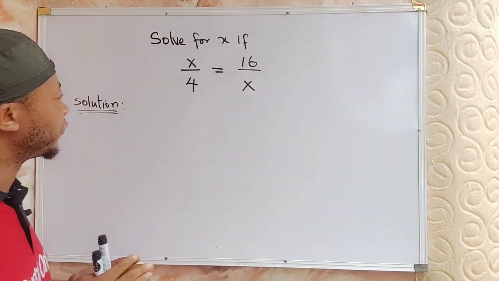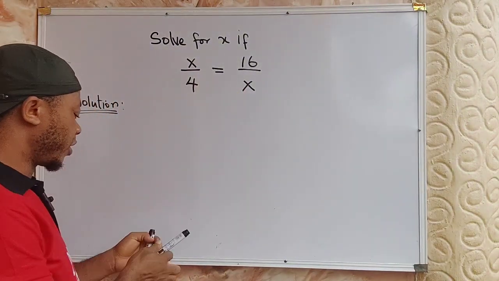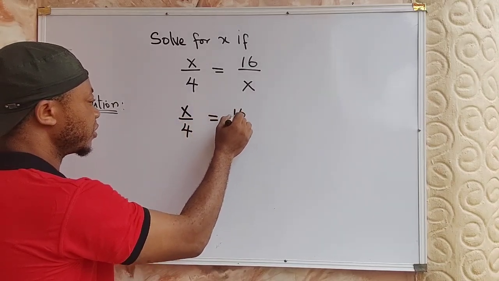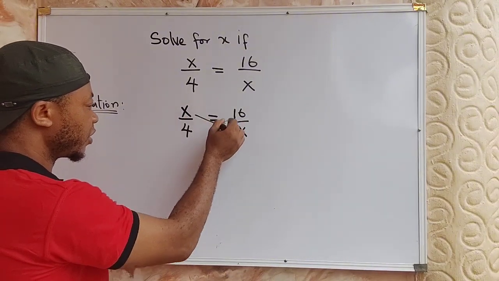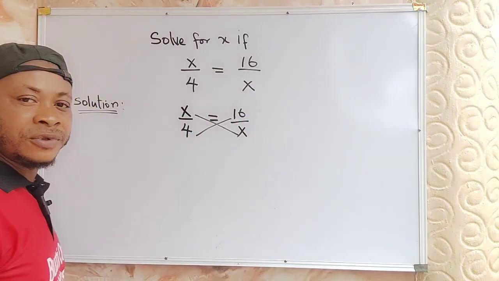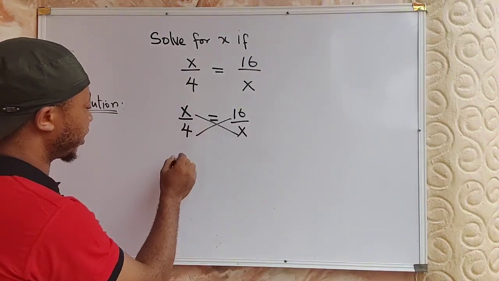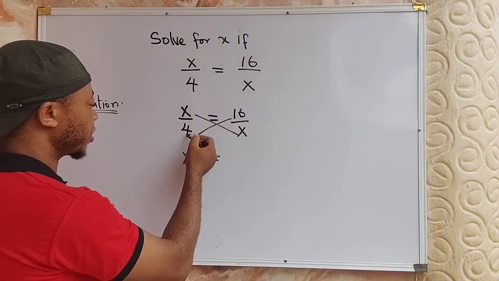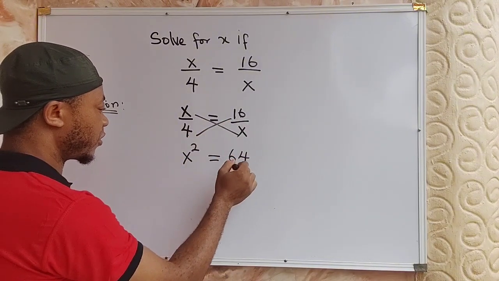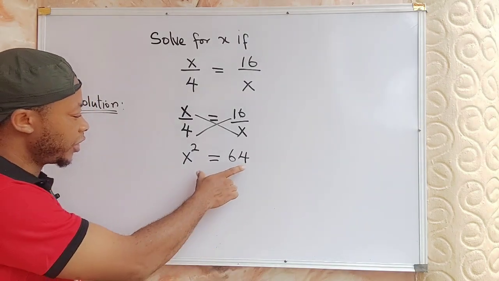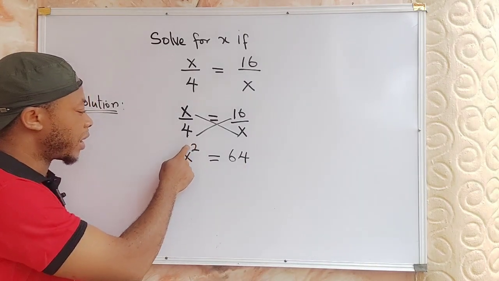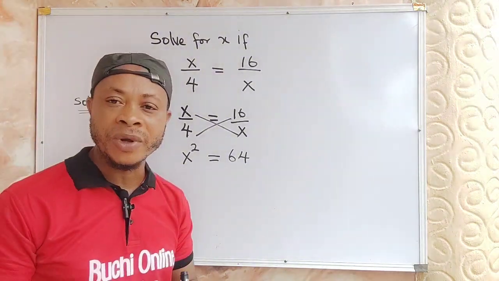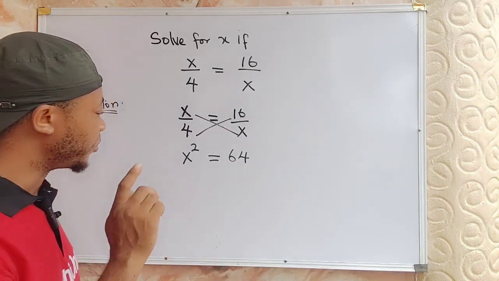So what I have to do first of all is to cross multiply. Okay, so if I have x over 4 equal to 16 over x, let me cross multiply. That's the first thing I have to do. It means that x will multiply x to give me x squared, and 4 will multiply 16, or 16 will multiply 4 to give me 64. Okay, after doing this, I can now see that the power of x is 2. Because the power of x is 2, that means x will have two different values. So bear that in mind.